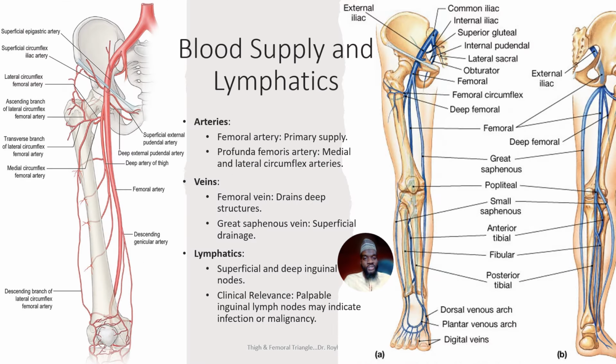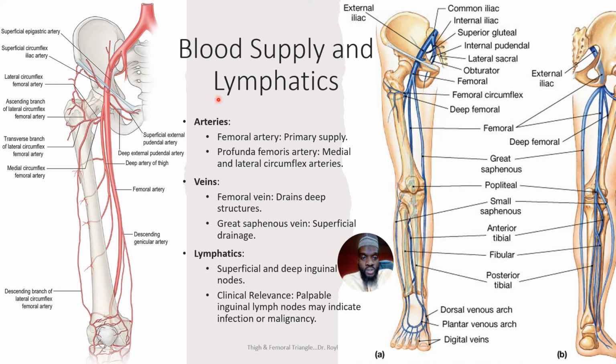So next in our discussion is the blood supply and the lymphatics, particularly in the thigh region. The blood supply in the thigh region is provided by a number of arteries, but fundamentally it's provided by the femoral artery. The blood supply to the thigh region is provided by the femoral artery, which is the primary artery supplying the lower limb.